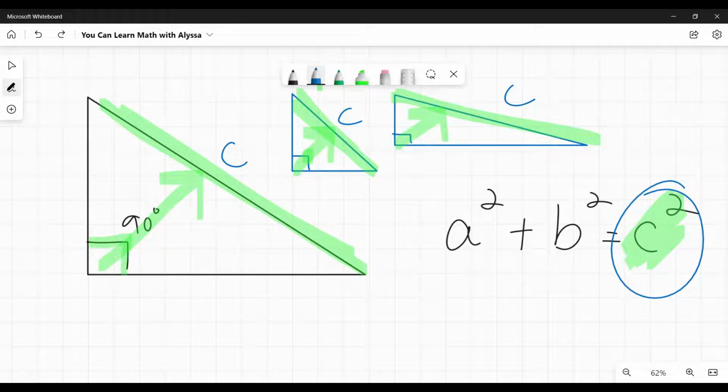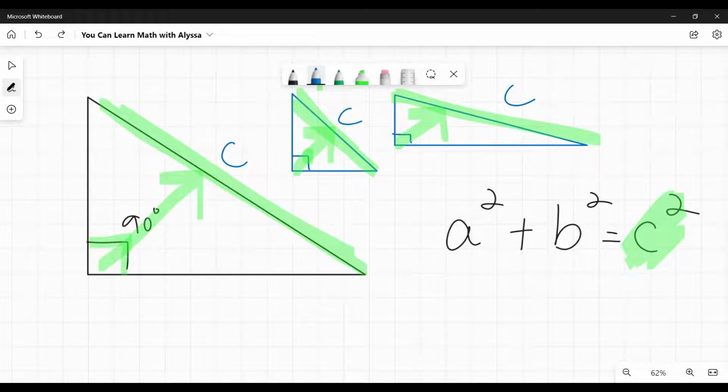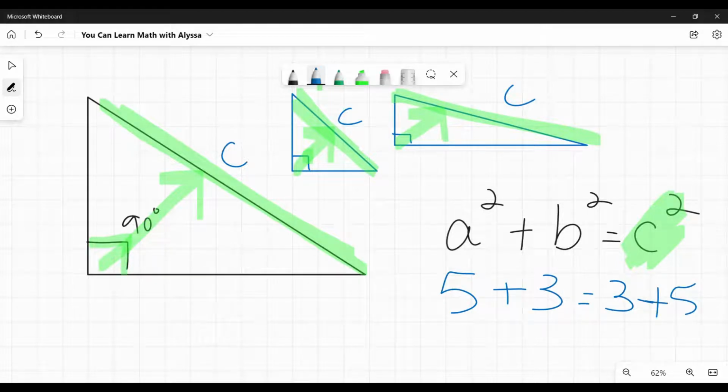Now, A and B are the other two sides. And again, it doesn't matter which one I assign. I could call this A and this B, or I could call this B and this A. It doesn't matter because they're being added. So if I reorder them, it's the same. The fancy name for this is the commutative property of addition. So it's saying if I had two numbers, 5 plus 3, it's the same as 3 plus 5. That's why it doesn't matter.